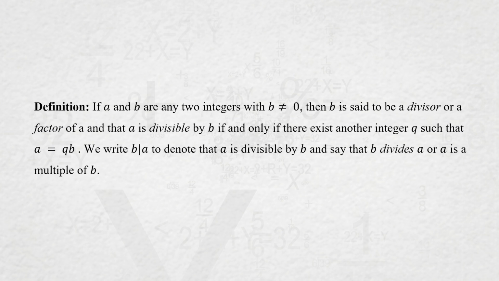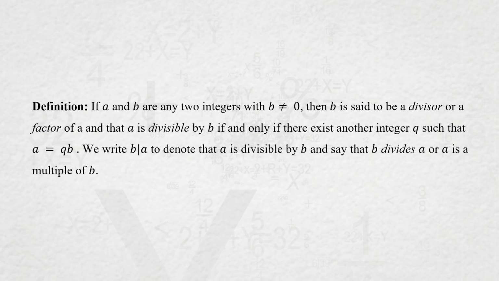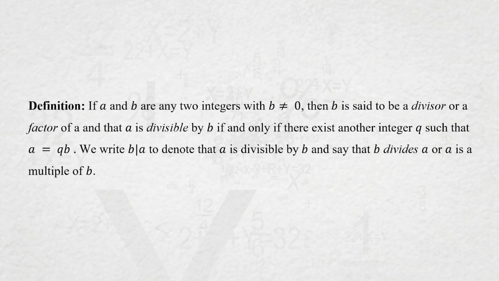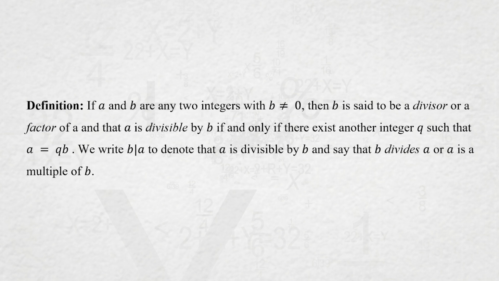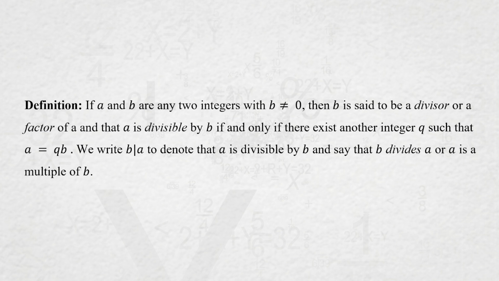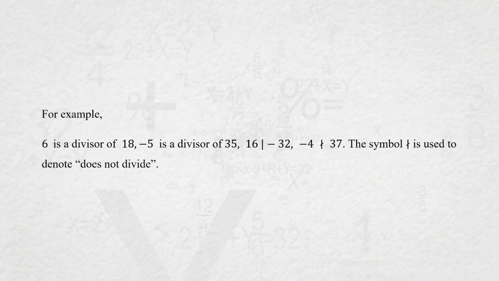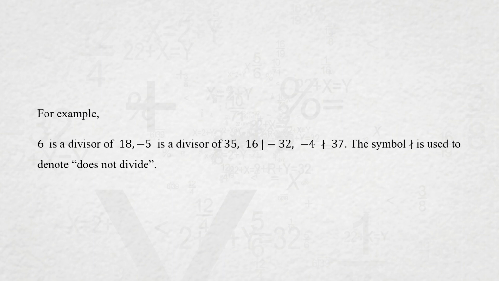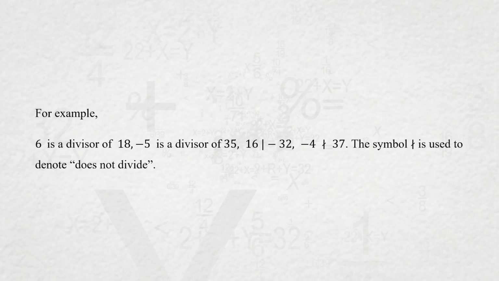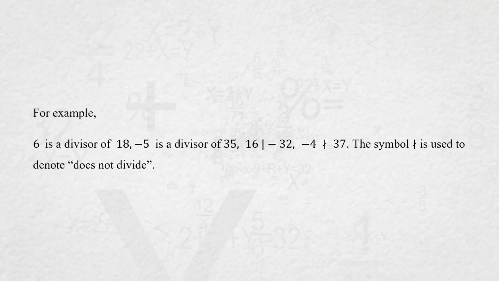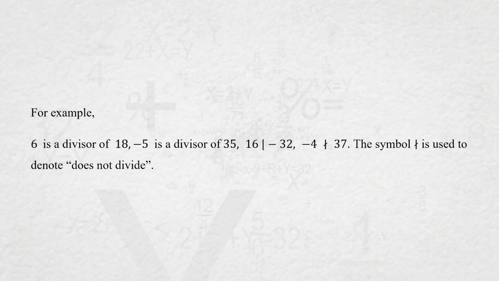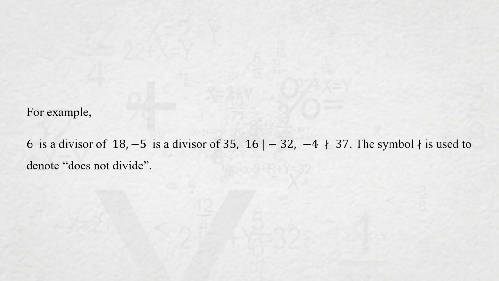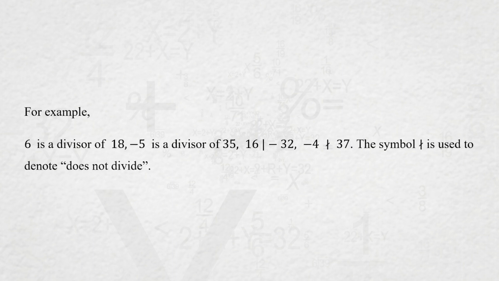We write b divides a, that is b with a line a, as the notation to denote that a is divisible by b, and say that b divides a or a is a multiple of b. For example, 6 is a divisor of 18, minus 5 is a divisor of 35, 16 divides minus 32, minus 4 doesn't divide 37. The symbol straight line with a cross over it is used to denote does not divide.